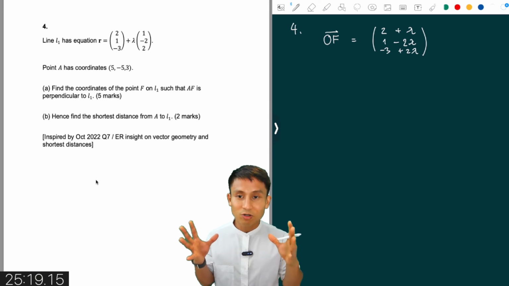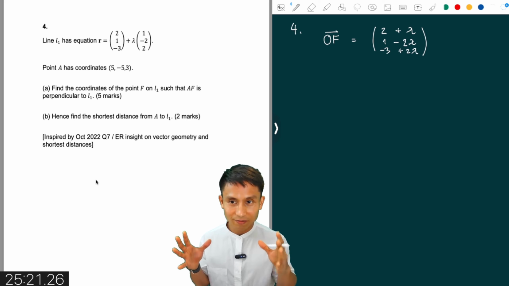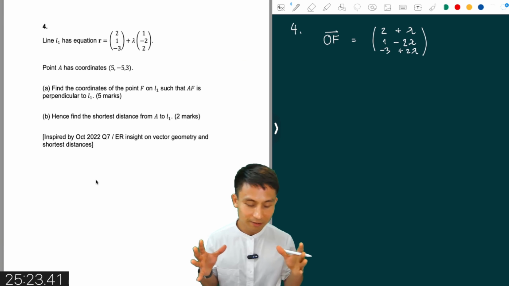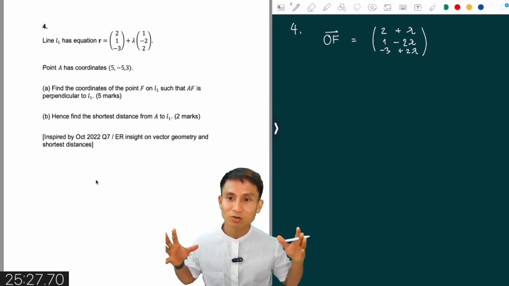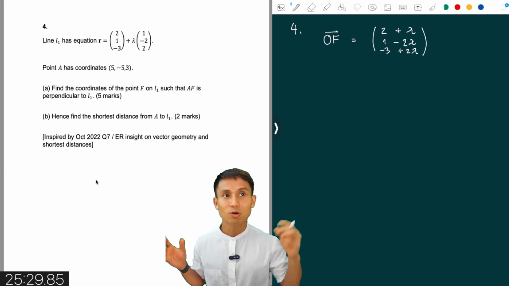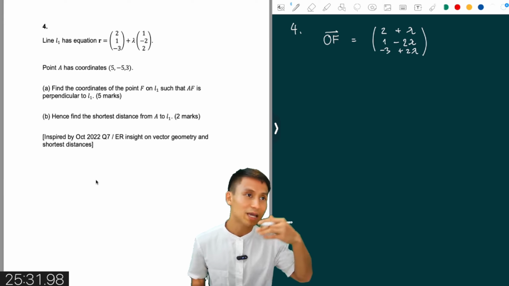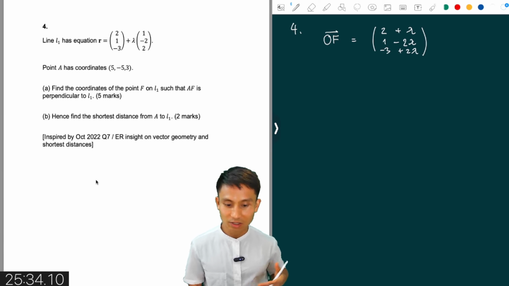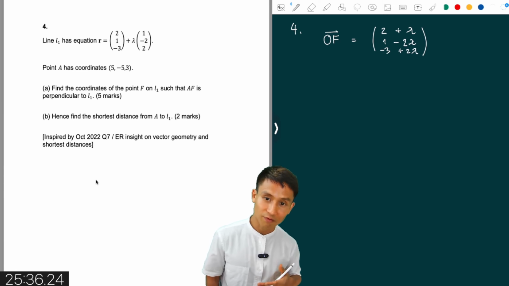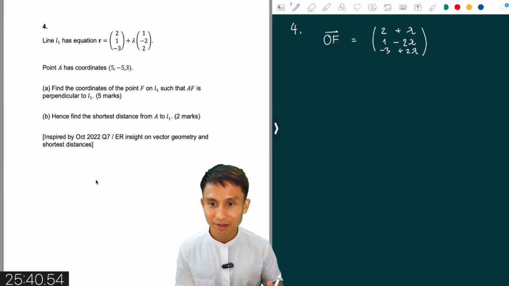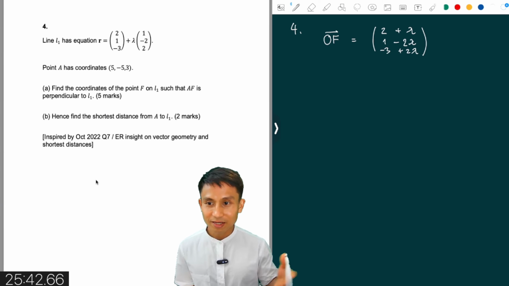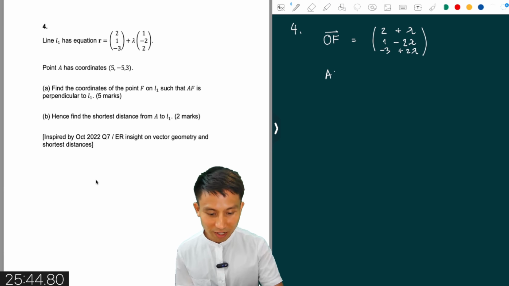So you see, if you have a good understanding of vectors in P4 here, you know that lambda can be anything. It's like a variable. You compare it to a linear function. It's like the variable x that can change. So if you change lambda, the r will change. Now we need to find the lambda for F first. Okay? And that's point F. So AF is perpendicular to L1. So we can find AF now.